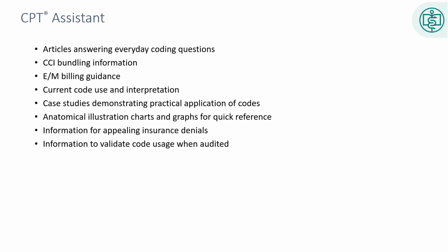The CPT Assistant is published reference material. You will find references to it listed below codes in the CPT book. CPT Assistant offers articles answering everyday questions, NCCI bundling information, E&M billing guidance, current code use and interpretation, case studies demonstrating practical application of codes, anatomic illustration charts and graphics for quick reference, information for appealing an insurance denial, and information to validate code usage when audited. The CPT Assistant is a subscription that is considered an official resource.